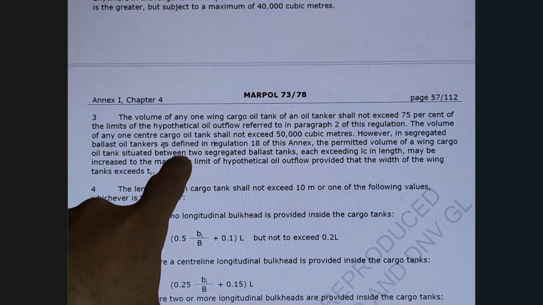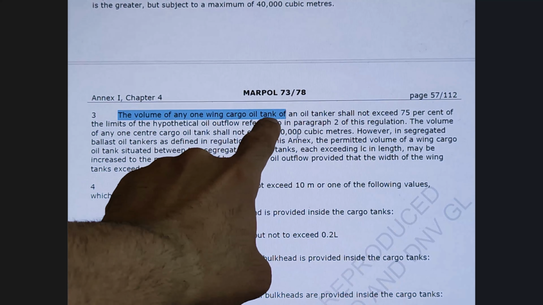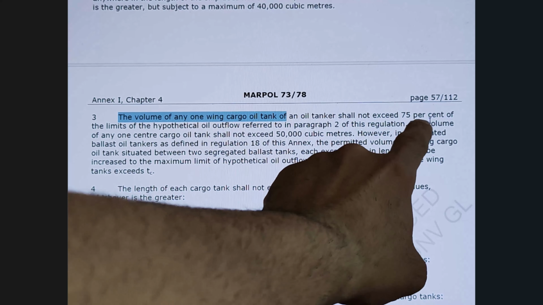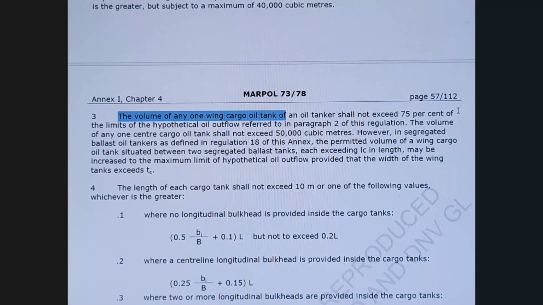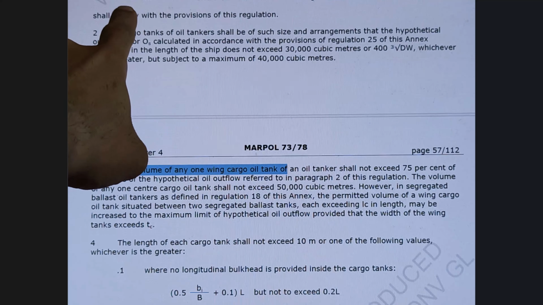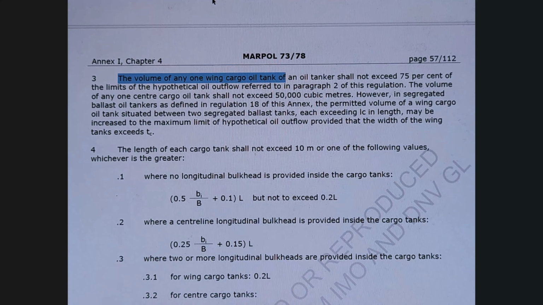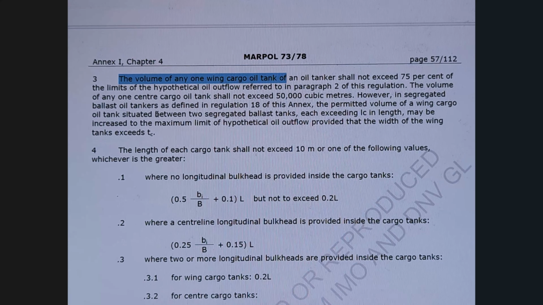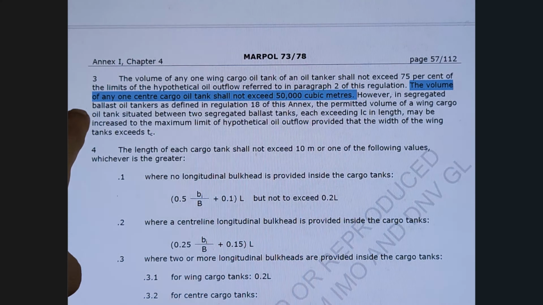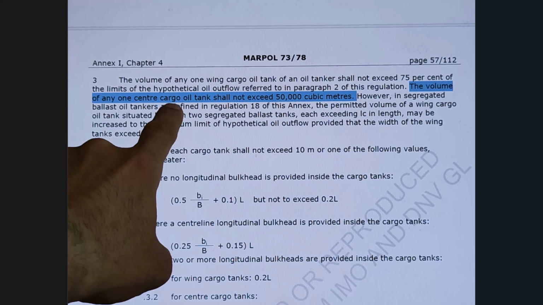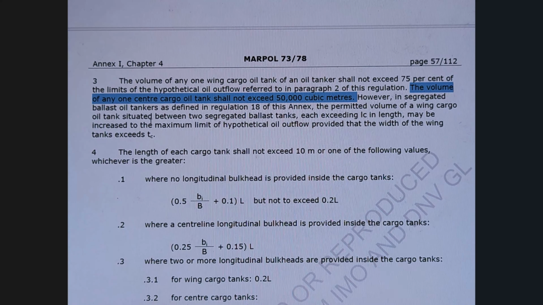In the next provision, you see here, it is telling that the volume of any wing cargo oil tank of an oil tanker shall not exceed 75% of the limit of hypothetical oil outflow referred to in paragraph 2 of this regulation. This is paragraph 2, as we talk together here now about these stories, okay? And also another thing you have here, it is telling that the volume of any one center cargo oil tank shall not exceed 50,000 cubic meters. So this also I told you.